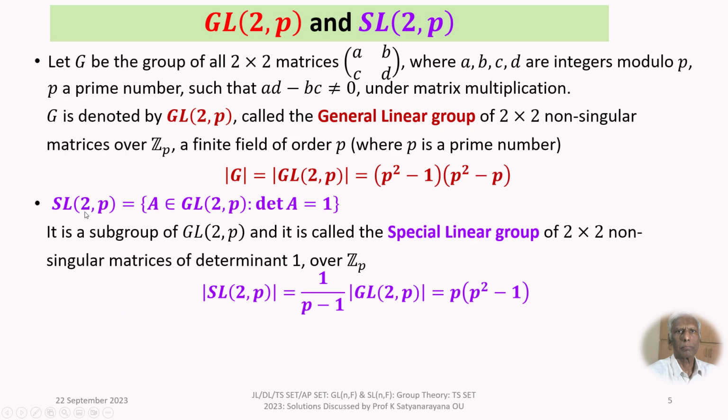And SL2(Zp) is not only a subgroup of GL2(Zp), but it is also a normal subgroup of GL2(Zp). Right? These are the two concepts. One is GL2(Zp) and the other is SL2(Zp) and their relationship. That is, SL2(Zp) is a normal subgroup of GL2(Zp). Based on this, sometimes problems do occur in the examination.